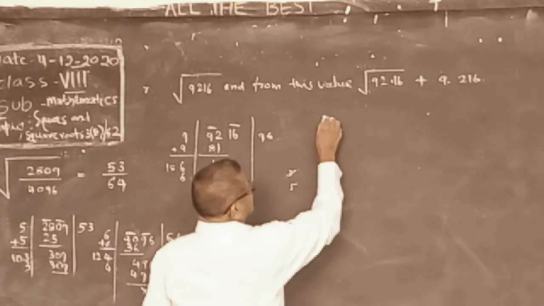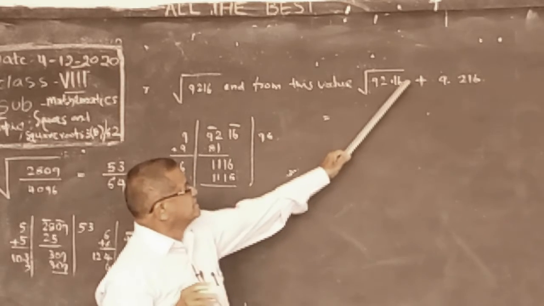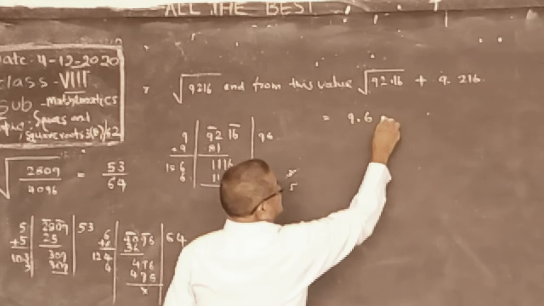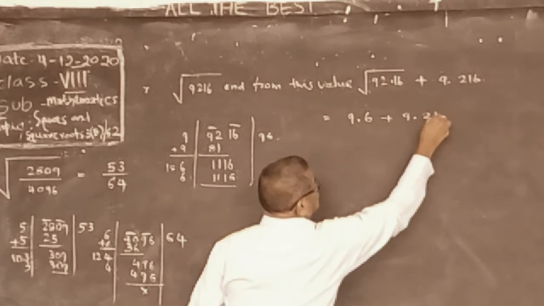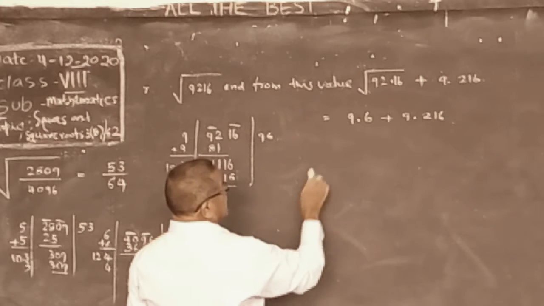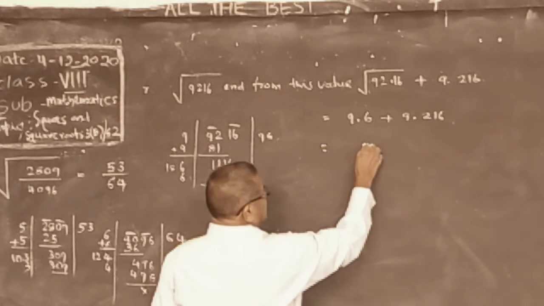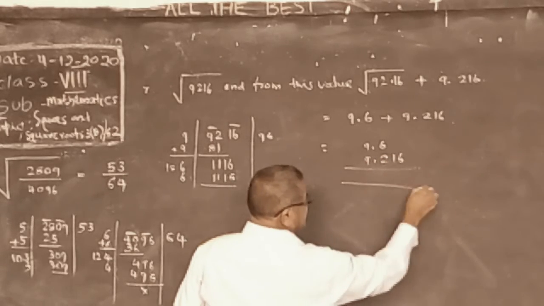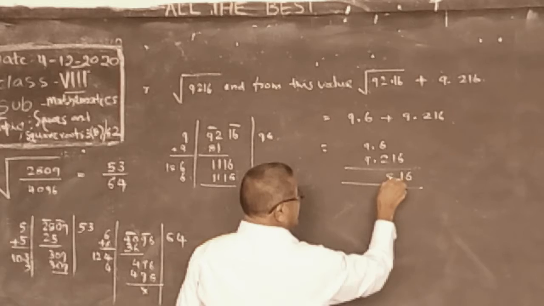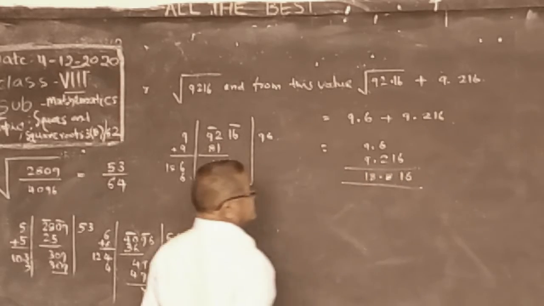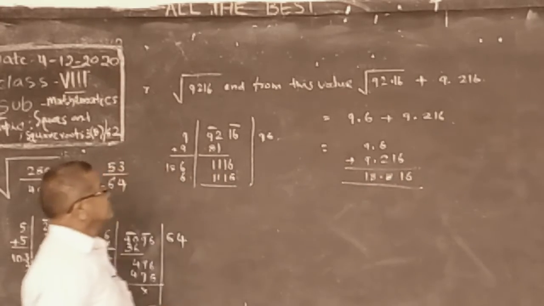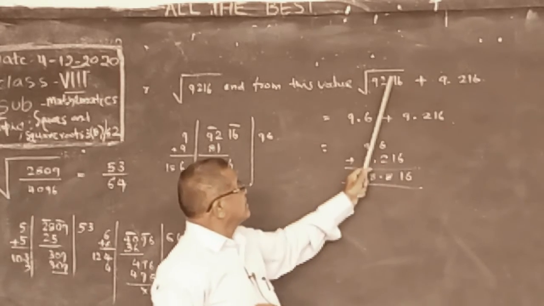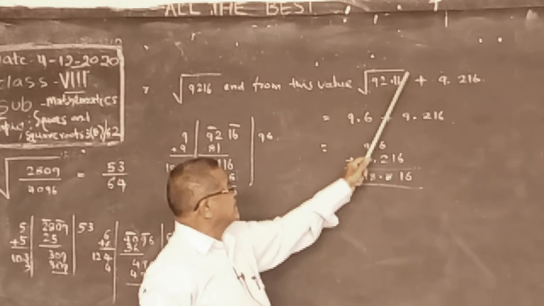So he is asking, and the root decimals are 2 digits. The square root we get 9.6 plus 9.216. Adding 9.216. Add 6189918. So this is the answer. Here only given decimal. Here 2 digits are there, 1 digit we get in the square.